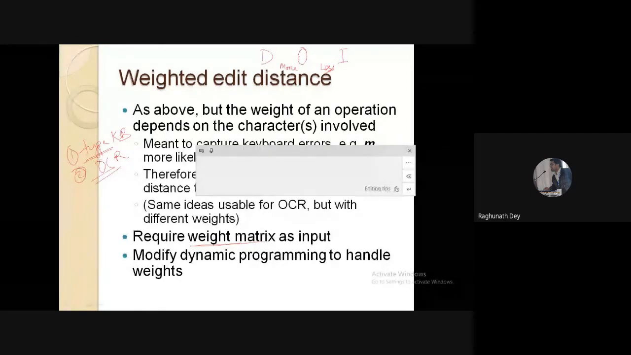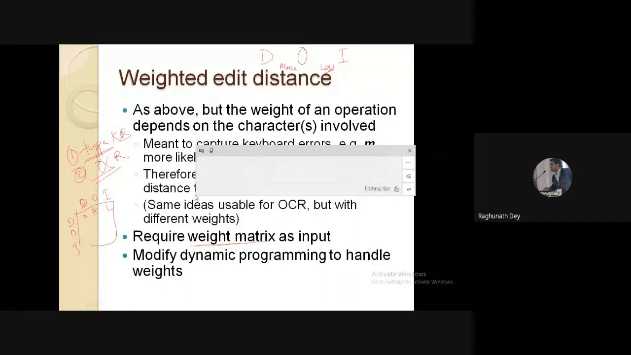So I can maintain a weight matrix on the basis of this, where the distance between two characters is very less because I have typed through the keyboard. Assume the matrix has D, O, and I on the row side and also on the column side. D to D is 0, whereas D to O is very high, and D to I is a little less. In that case, you can maintain this for all the possible characters.